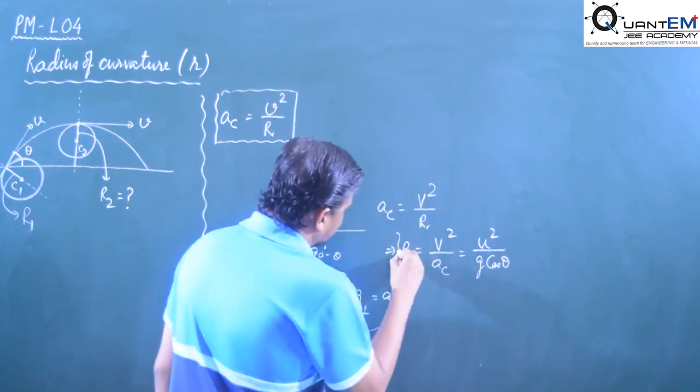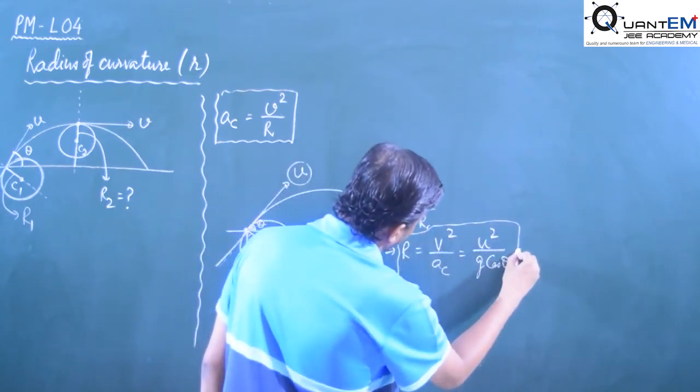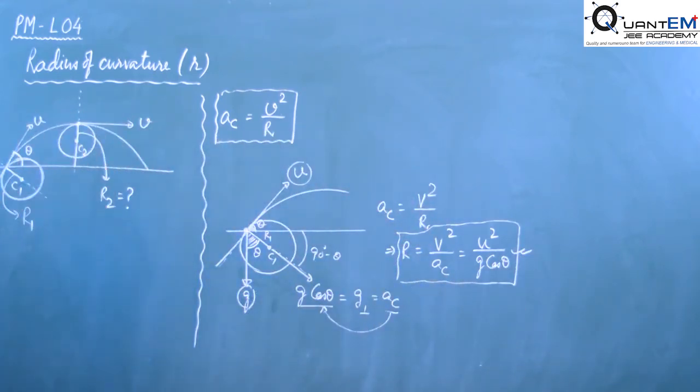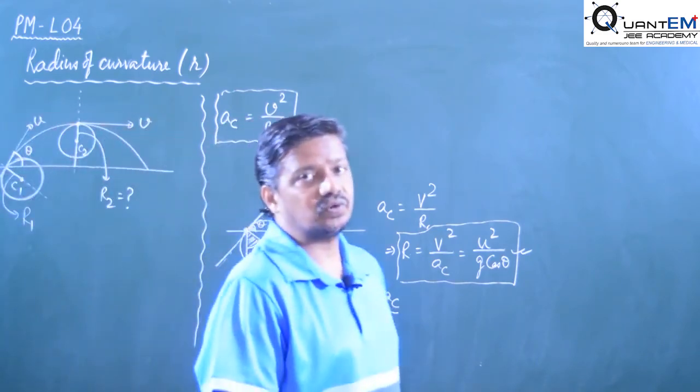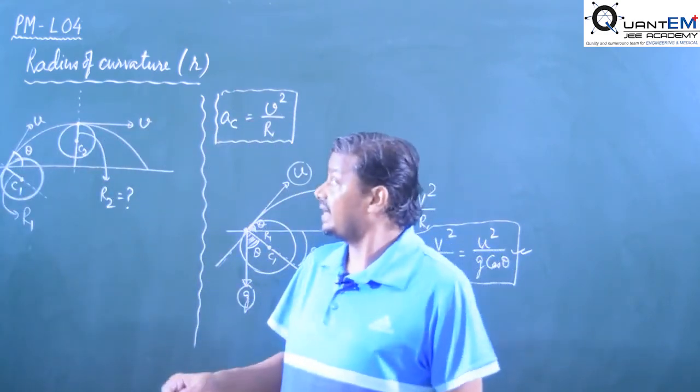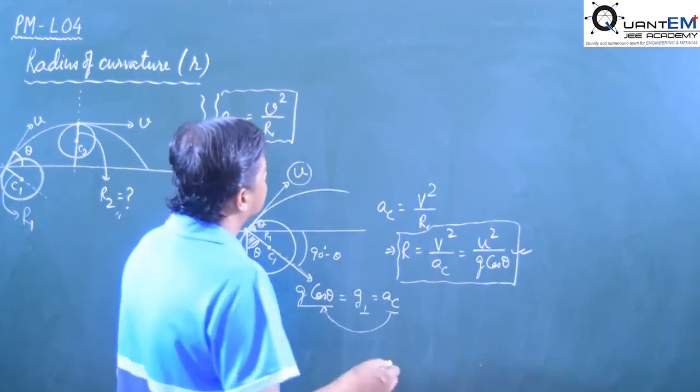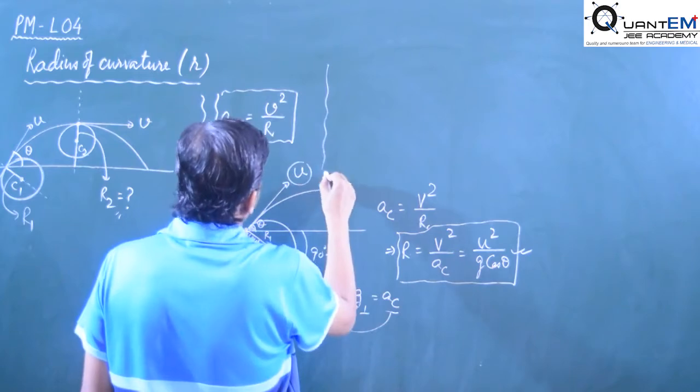So at the time of projection, the radius of curvature of the projectile is u square by g cos theta. Now we have to find the radius of curvature of the projectile at the moment it is at maximum height. Okay, so now we come to the next part.